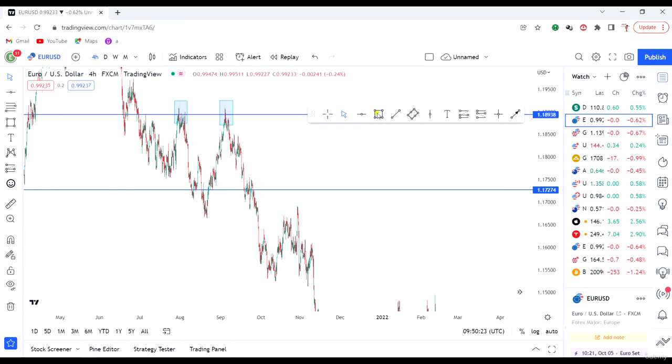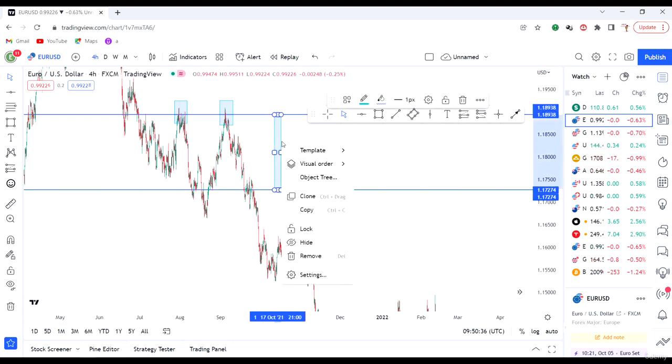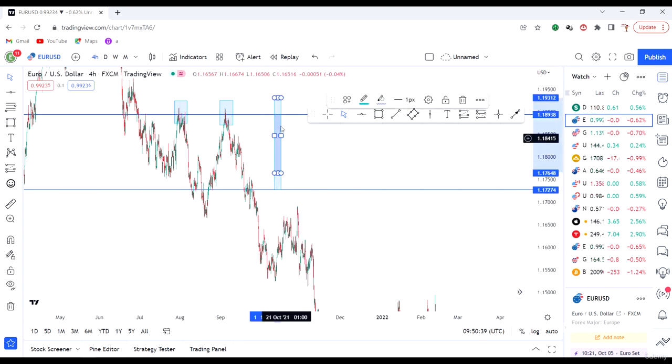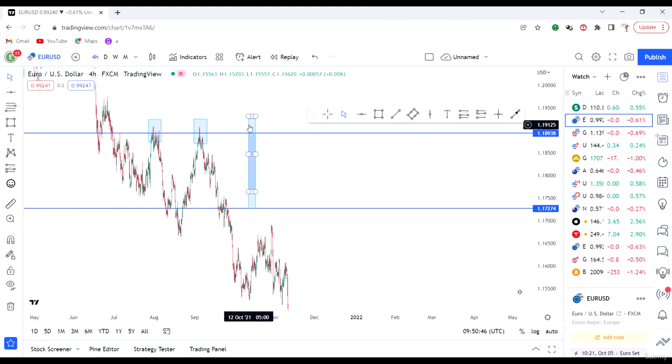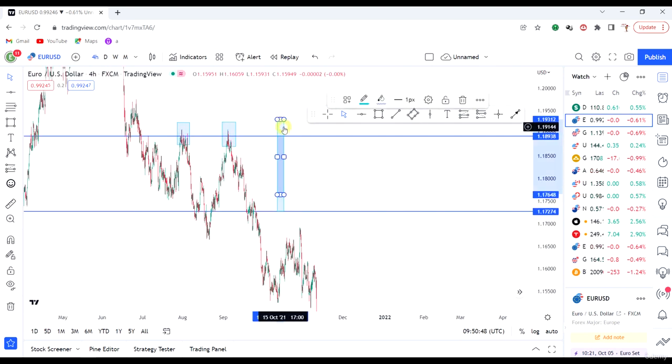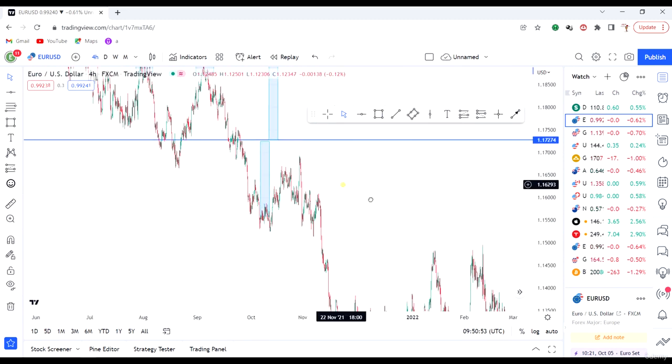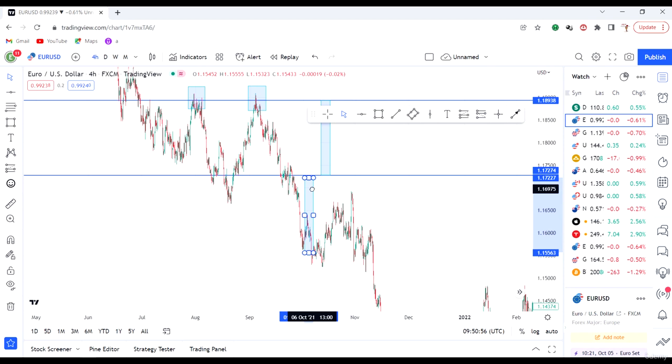Now when we take a rectangle tool, for example, and draw this from here to here, and then clone it, and compare it to what's happening, we can see that the principle of the double top has been fulfilled, because the market came and broke this neckline.